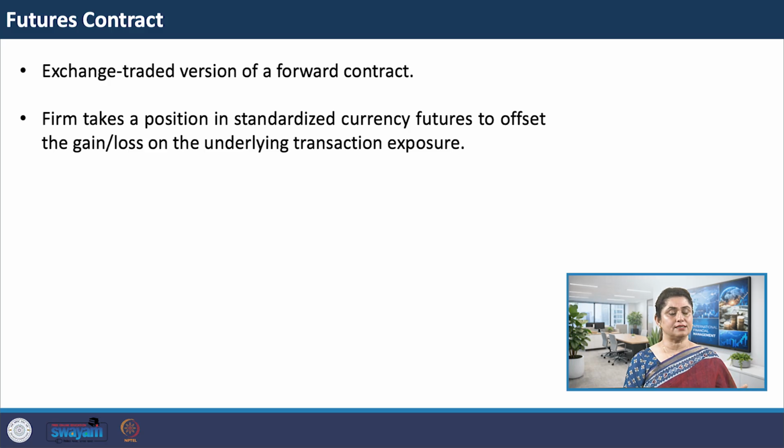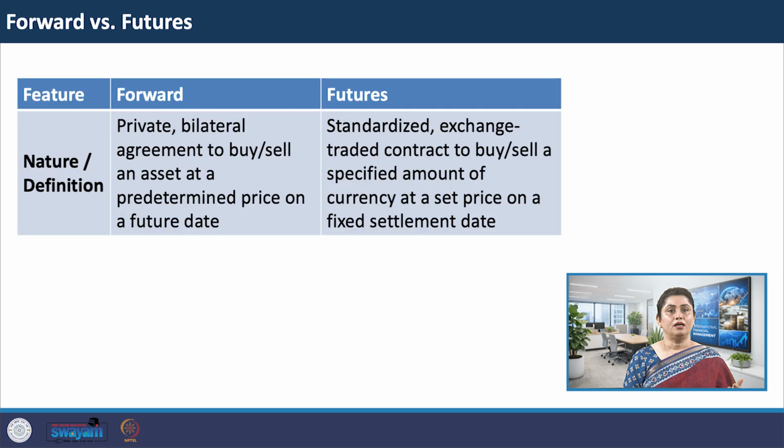Let us now understand the differences between forward contracts and futures contracts in a more detailed manner. Now that we have looked at both forwards and futures individually, let me bring them together on one slide and walk you through the differences, because this comparison is frequently tested and practically very important. Let's go point by point. First is nature and definition. A forward is a private bilateral agreement between two parties to buy or sell an asset at a predetermined price on a future date. It's a direct deal, no exchange involved.